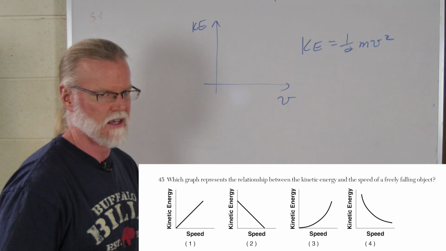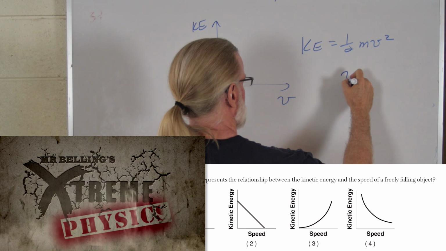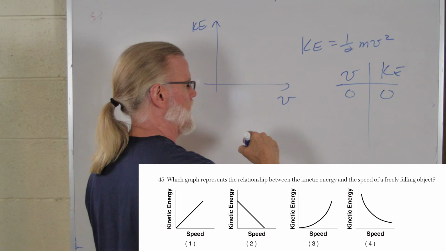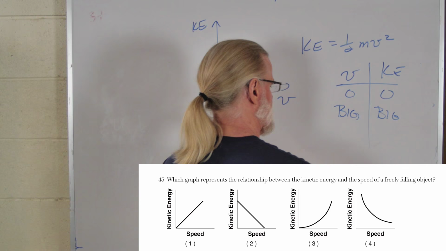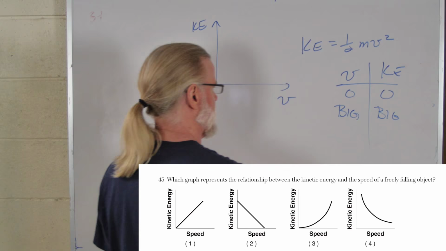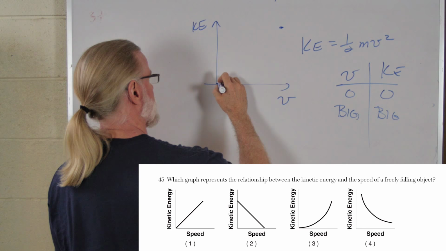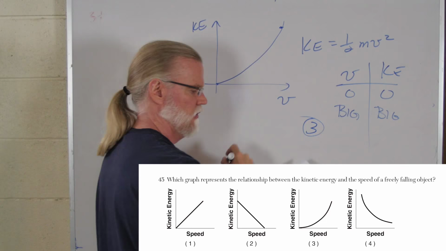All right, let's perform extreme physics. Let's see your V and kinetic energy right there. When V is extremely small, it's zero, kinetic energy is zero. When V is big, kinetic energy is really big, so we got zero, zero, big, big. Is that linear? No, of course that's not linear. Our x variable is squared. That is a quadratic function, and it does something like that. I guess that's three. Know your extreme physics.